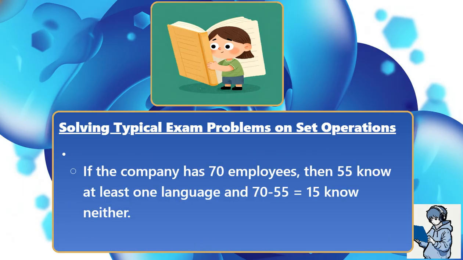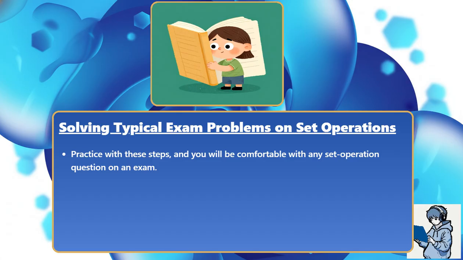If the company has 70 employees, then 55 know at least one language, and 70 minus 55 equals 15 know neither. Practice with these steps, and you will be comfortable with any set operation question on an exam.